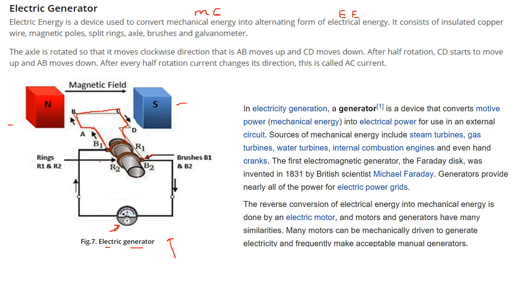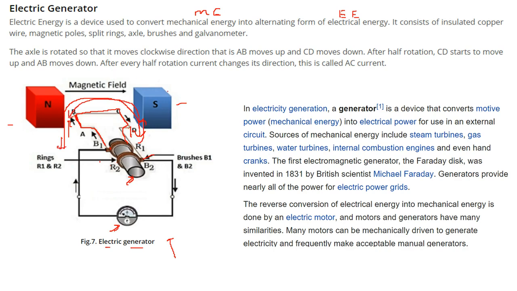So an axle here is rotated so that it moves in a clockwise direction. That is, this AB moves up and this CD moves down like this. It moves up and it moves down. After half a rotation, the CD starts to move up and AB down. So now it moves like this.